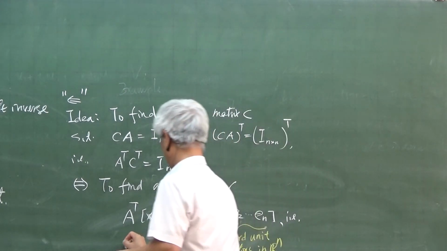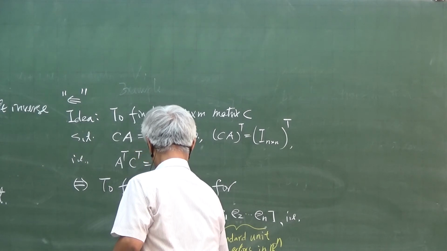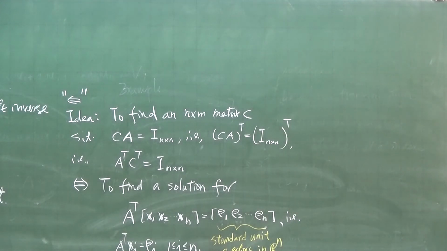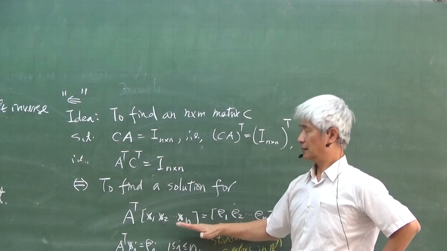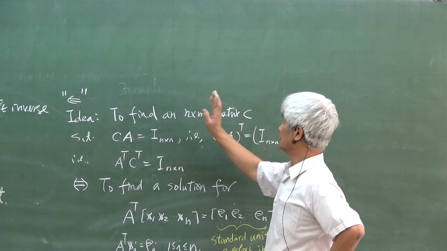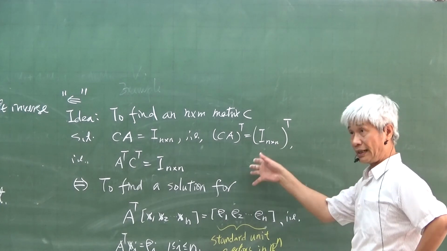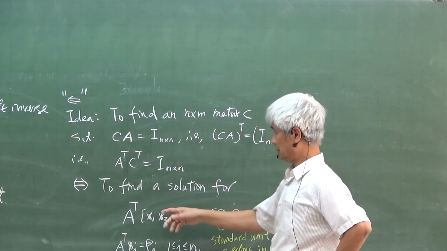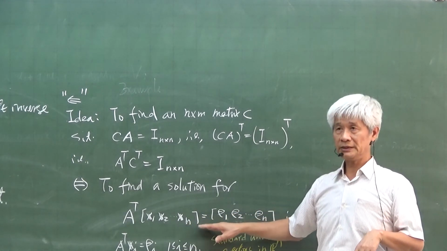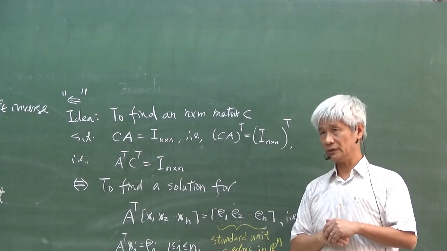That is, we have to find A transpose xi equal to ei for i from 1 to n. If we can solve this equation, then we find a left inverse. So that is the idea. Now our focus is to solve this equation using the techniques we learned up to chapter 2.